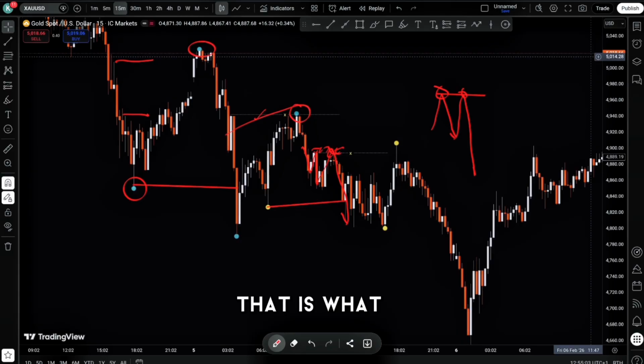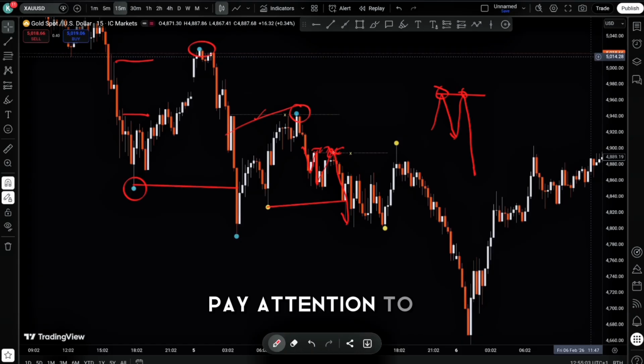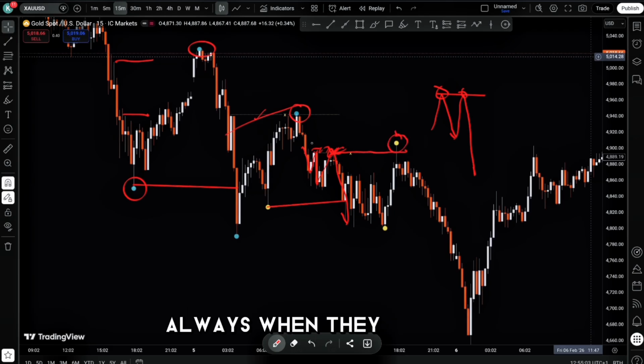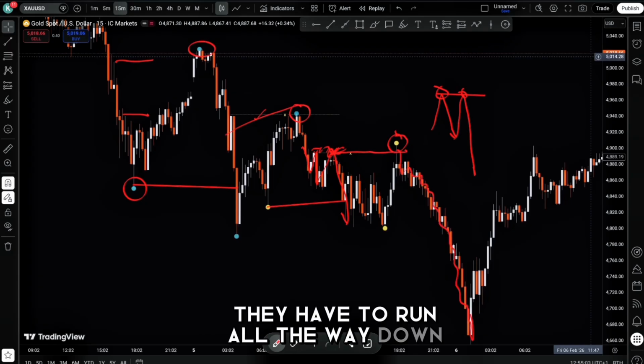That is what you are going to be able to use to identify where the market will come. As to whether it takes this high out or not, pay attention to the one that caused the break. And the one that caused the break is here. Price came, they took that one. Look at how interesting it is. Always when they take that, that is it. The job is done. They don't need to wait. They have to run all the way down.